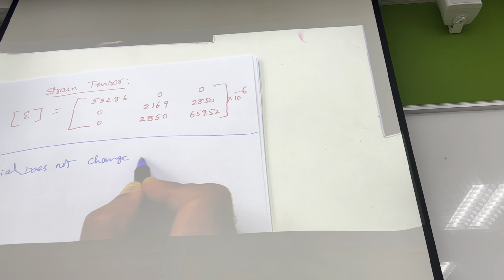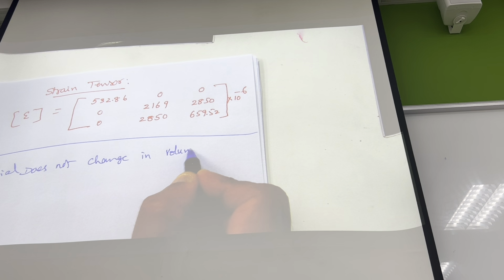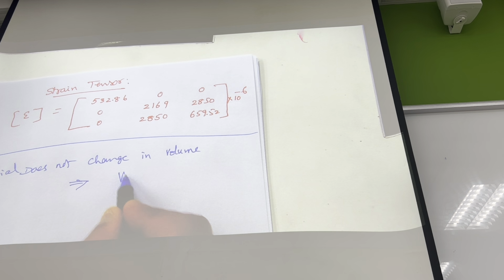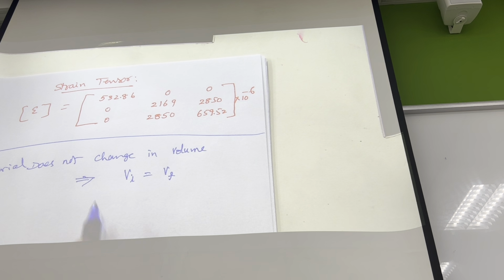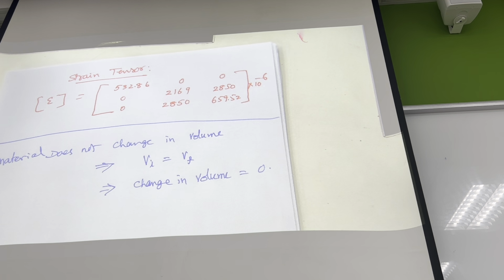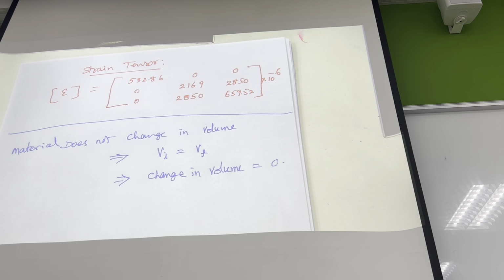Okay, so material does not change in volume. So this means that the initial volume is the final volume. Okay, so that means change in volume is 0. Right? So we know the material property relation.